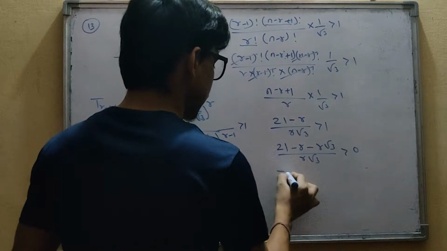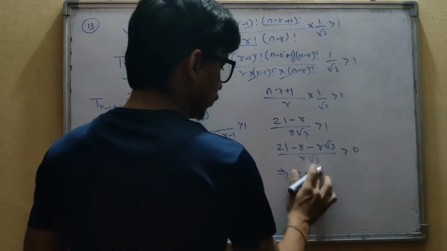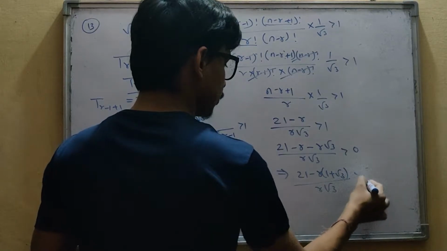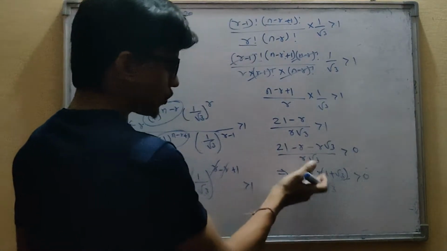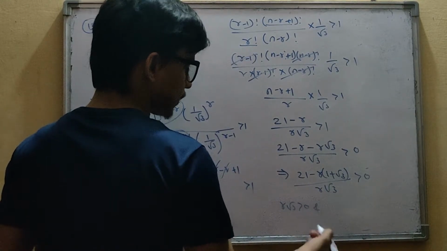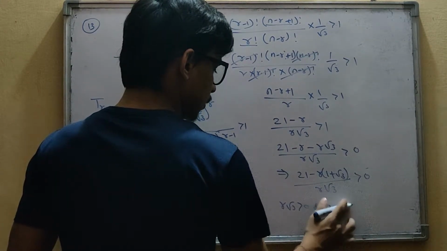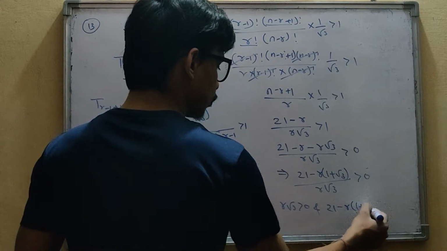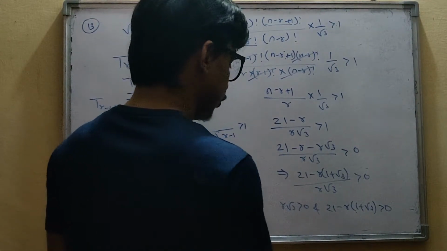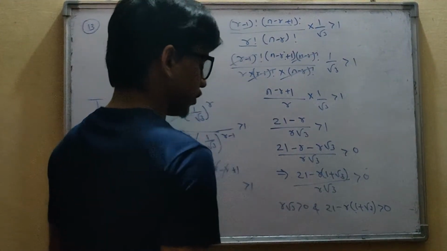So what this implies? This implies 21 minus r, if you take r as a common, so it is going to be 1 plus root 3 upon r root 3, so that should be greater than 0. So this inequality holds if r root 3 is greater than 0, and at the same time 21 minus r into 1 plus root 3 is going to be greater than 0. Yeah, if both are going to be positive, that only when this term is going to be positive.